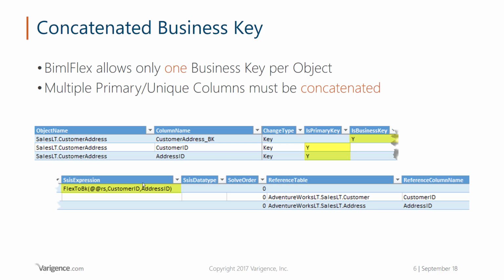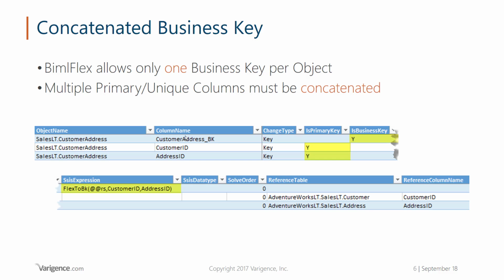a concatenated business key. Now in BimlFlex, we take multiple keys where a source system has multiple keys, like in this case here, customer ID and address ID combined make the business key. So in BimlFlex, we use a single business key. In other words, to integrate the data across systems, we say, well, if it's got multiple keys, we concatenate that into a single business key.